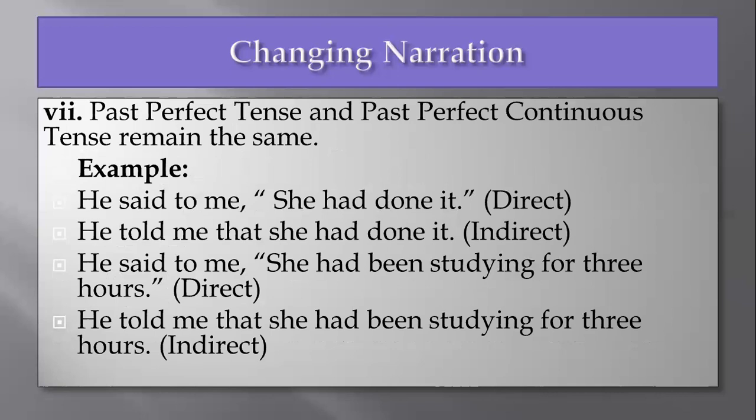Next, past perfect tense and past perfect continuous tense remain the same. Dear cadets, these sentences will not change their tense. They will remain constant. Okay? Say for example, he said to me, "She had done it." Here, the indirect speech will be the same. That is, he told me that she had done it.